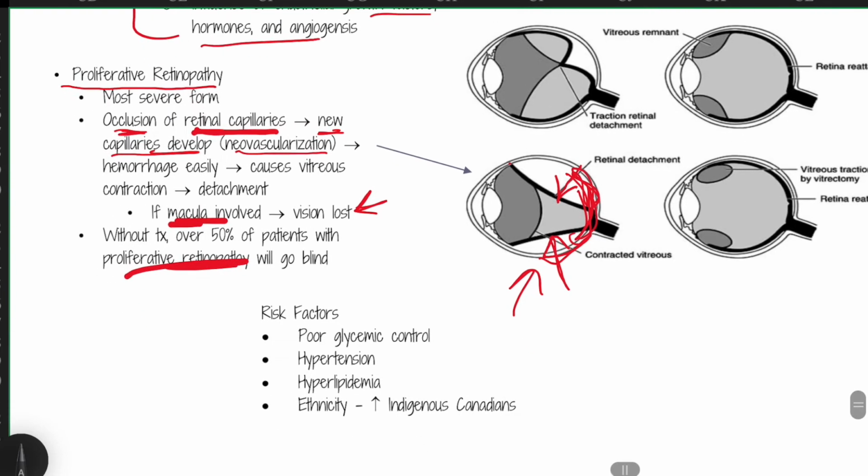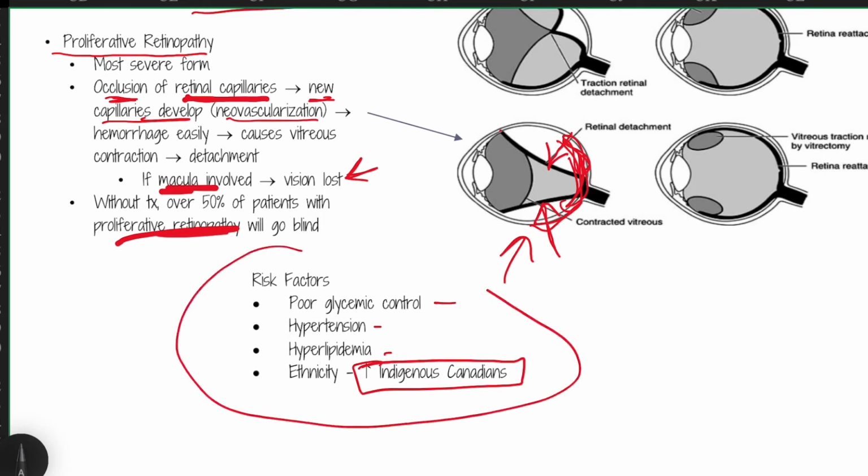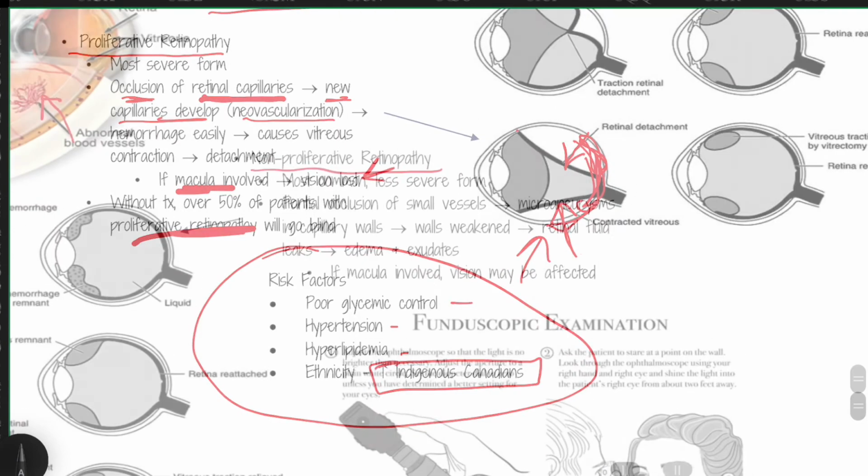What are the risk factors? Poor glycemic control, hypertension, hyperlipidemia, and again, Indigenous Canadians. These are all things we've talked about before, so we don't have to go through them again.